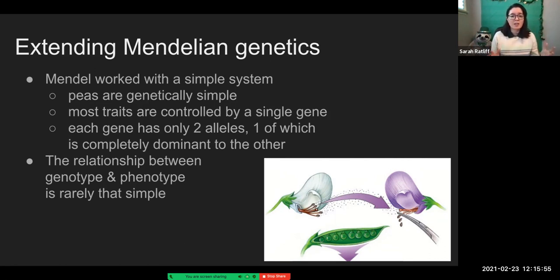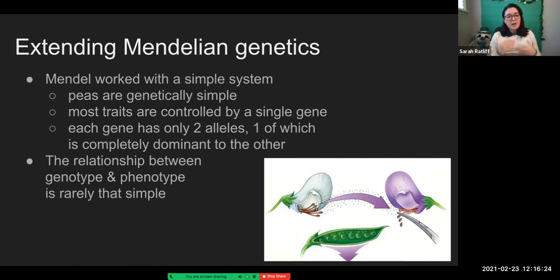If that big P was there, it was going to be purple. If there was no dominant trait, it was going to be white. It was one or the other. Pretty straightforward, no gray areas, no mishmash spectrum. It was just a purple flower or a white flower, a round seed or a wrinkly seed. Pretty much either this or that, simple, controlled by one gene, and each gene only had two alleles.